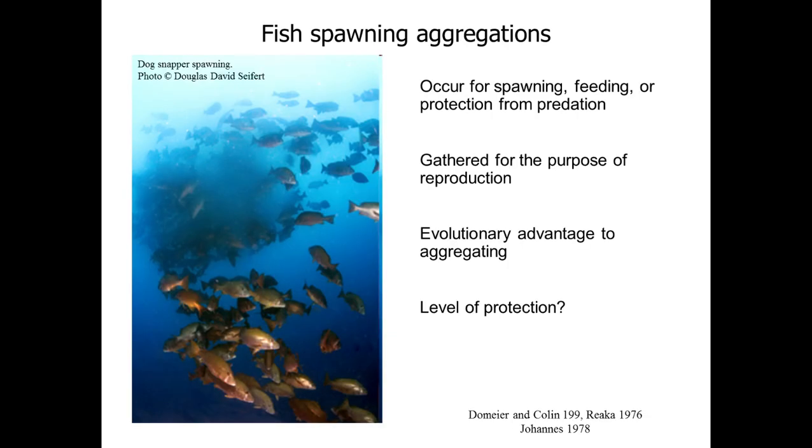Another fishing method is fishing out spawning aggregations. So fish spawning aggregations occur for a number of purposes: spawning, feeding, or protection from predation. It's basically a group of fish gathered for some purpose with individual densities that are higher than those normally found in non-reproductive periods. Many different fish species spawn in these spawning aggregations, leading to evidence that there's evolutionary advantages to aggregating.